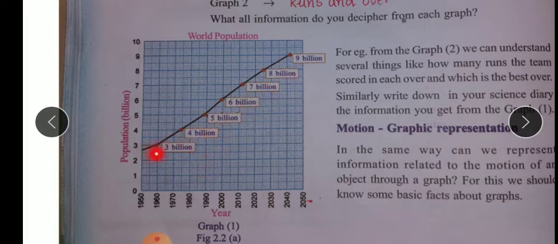So here you can see in 1960 the population was 3 billion, and in 1990 it became 5 billion, and in 2010 it became nearly 7 billion, and in 2050 it will become 9 billion, is it? So using this graph we can find the relationship between this population and year. So on increasing year, what happened? The population is also increasing, is it?